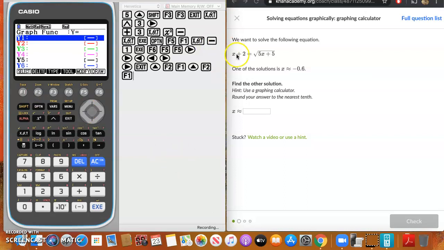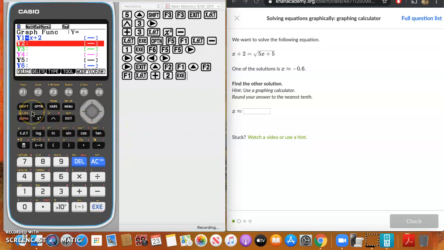Again, we want to see where does x plus 2 equal square root of 5x plus 5. So again, I'm going to take the x plus 2 as y1, the radical, the square root of 5x plus 5 is y2, and see where they are equal. So let's type it in. X plus 2, enter.